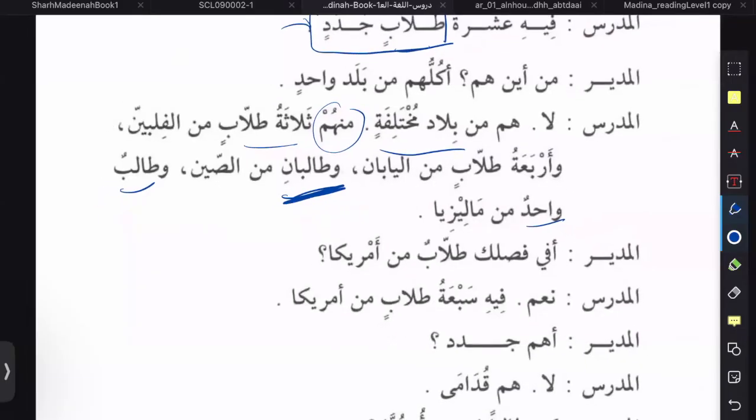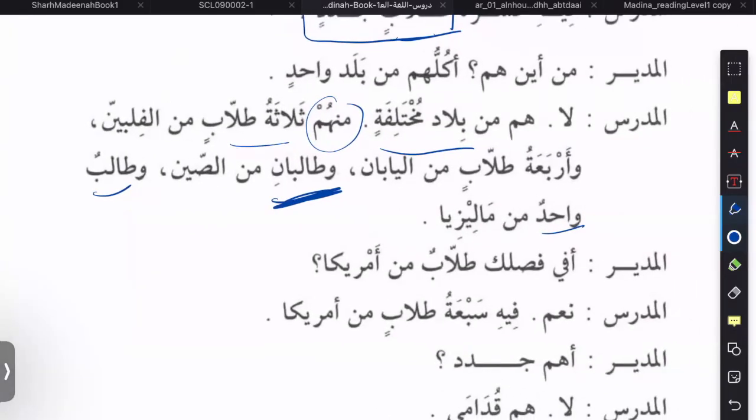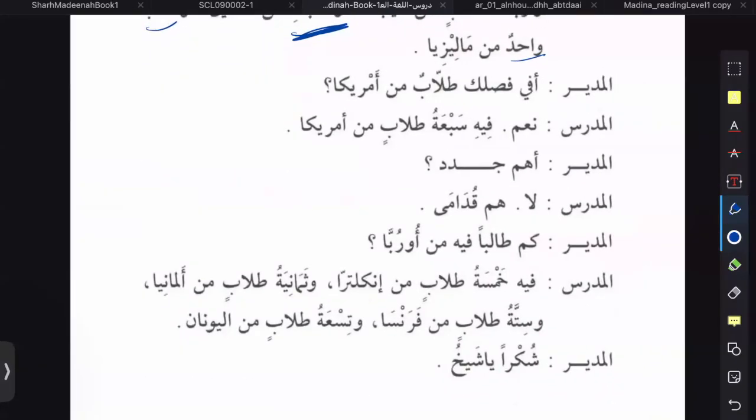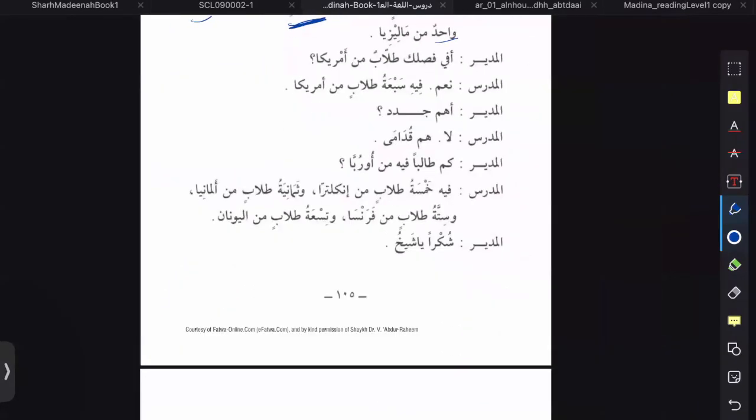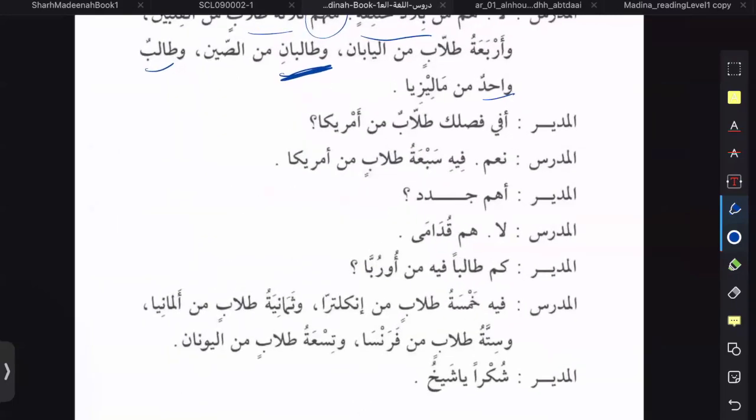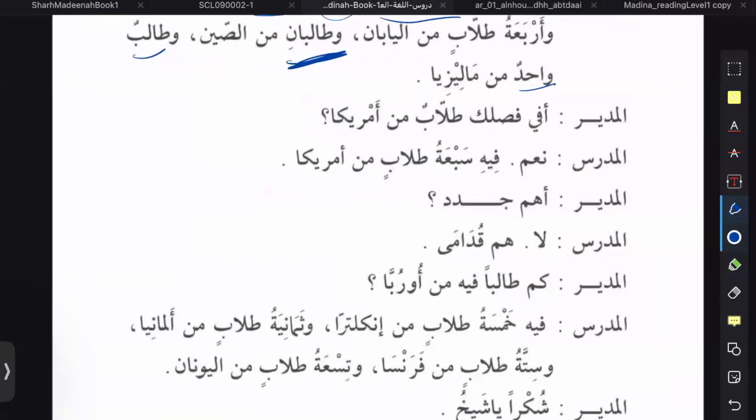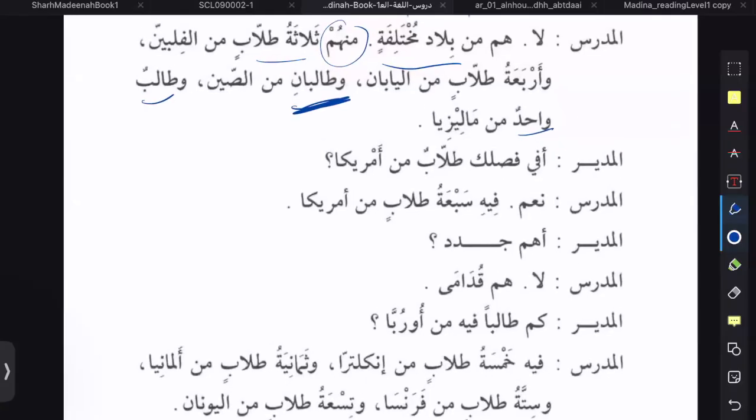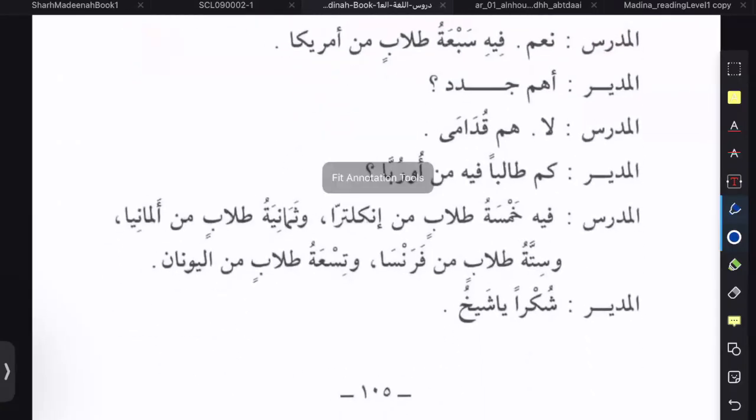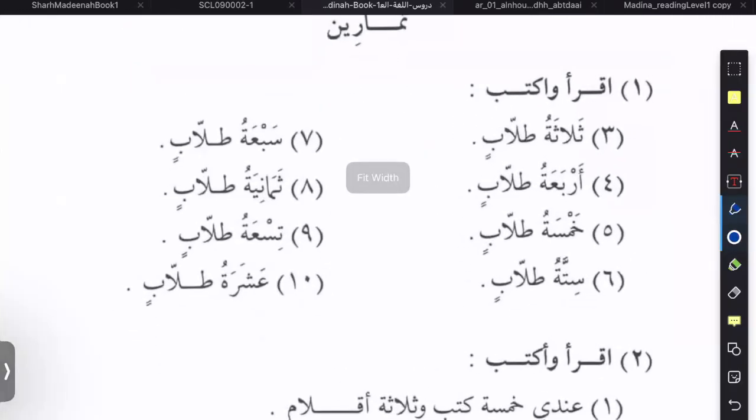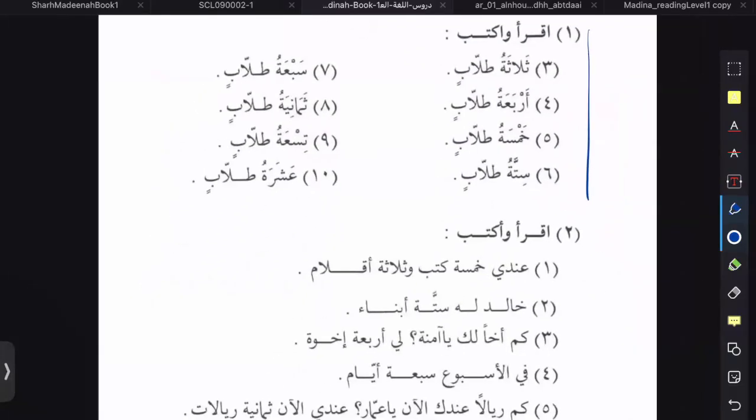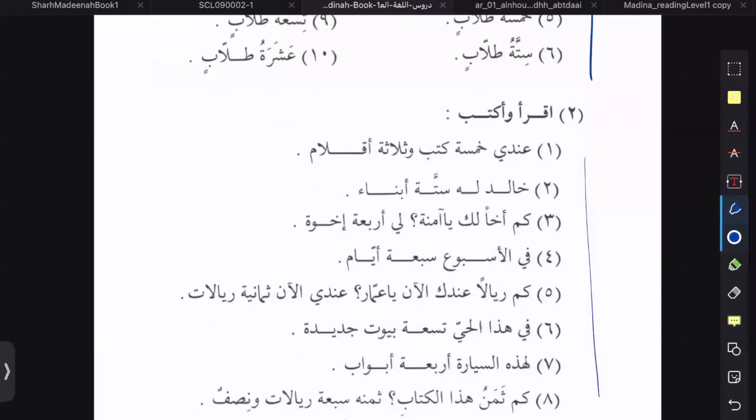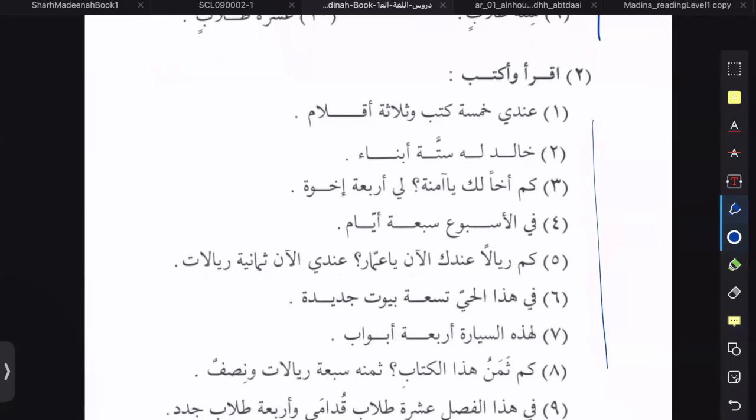So as you can see, this is how you say the numbers from 1 to 10. Now, I believe this lesson will only deal with the masculine. How do you say masculine? Okay, so the masculine rule is that we use the feminine number. So you have a tamreen, اقرأ واكتب. Please, you have to read them loudly. ثلاثة طلاب, أربعة طلاب, خمسة طلاب. It will help a lot. Also read them and translate these.